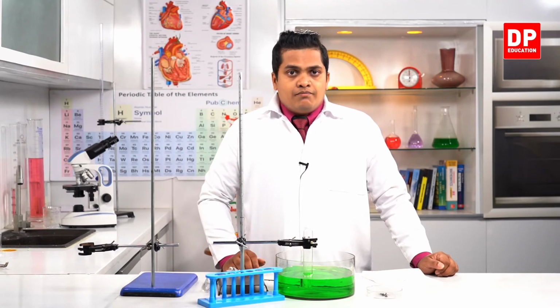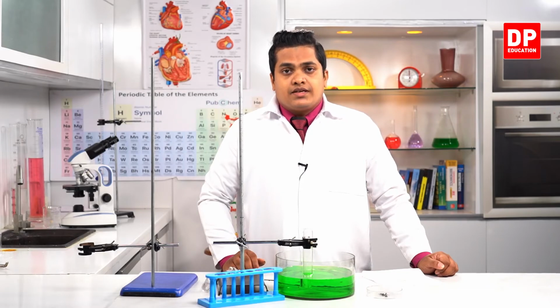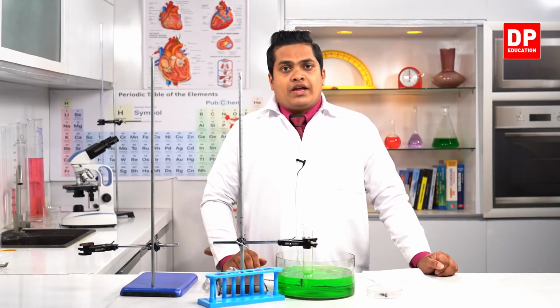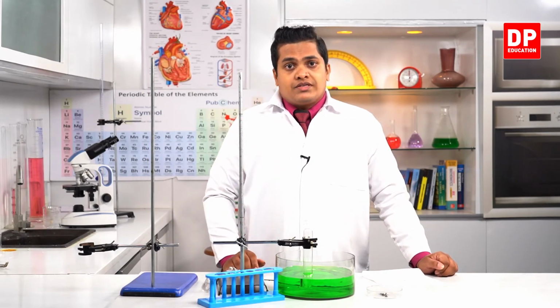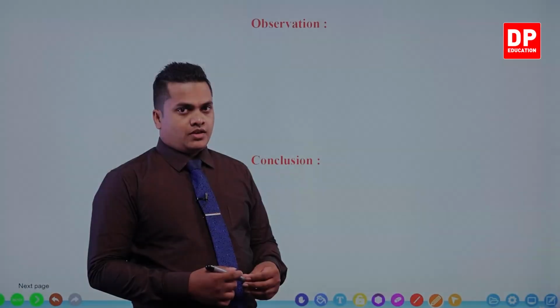So the component of air which is necessary for the process of rusting is oxygen gas. Right then. So we'll head on to the classroom, my dear children, and we'll write down our observations and our conclusions.